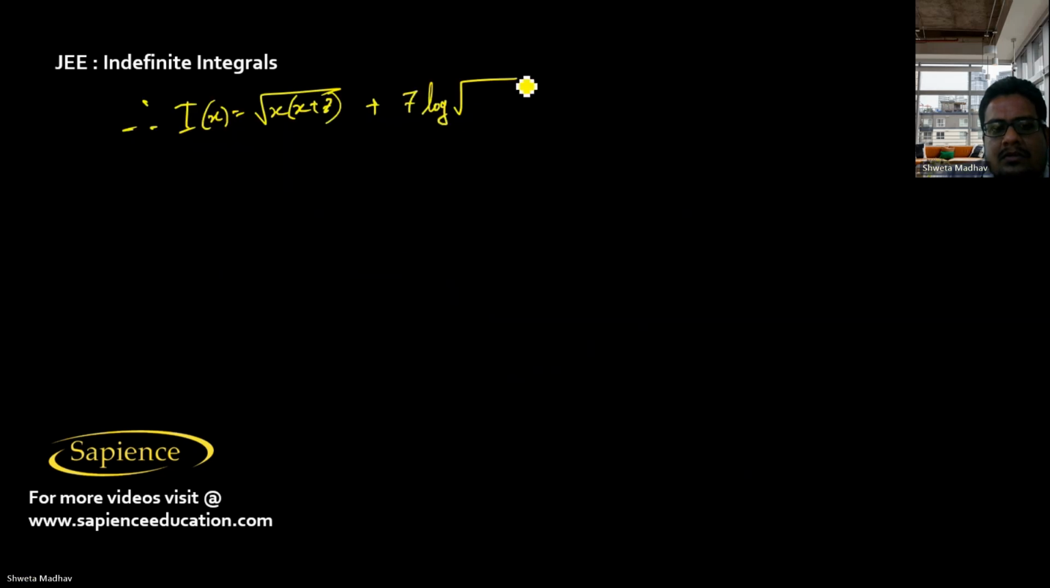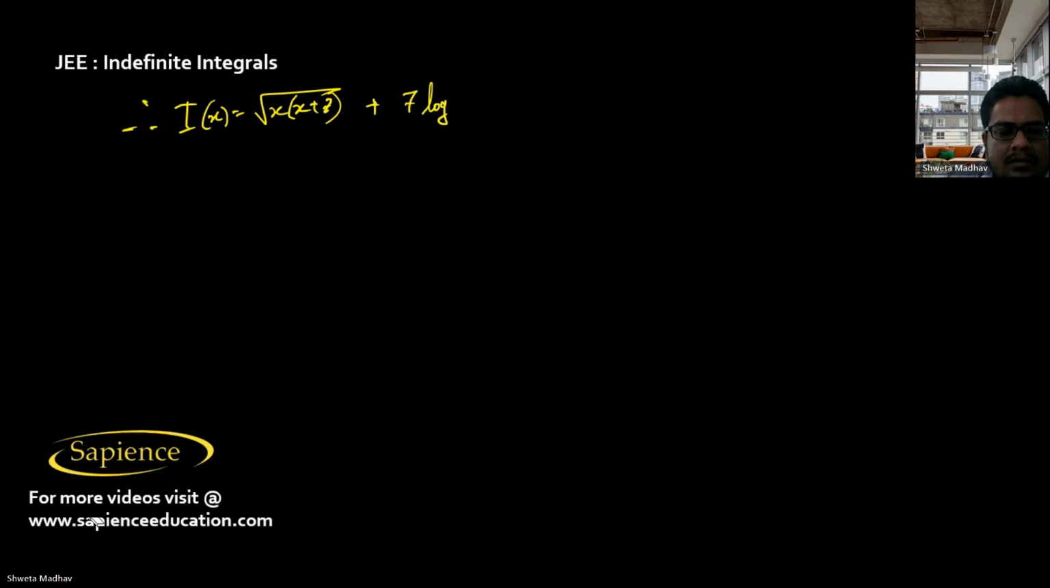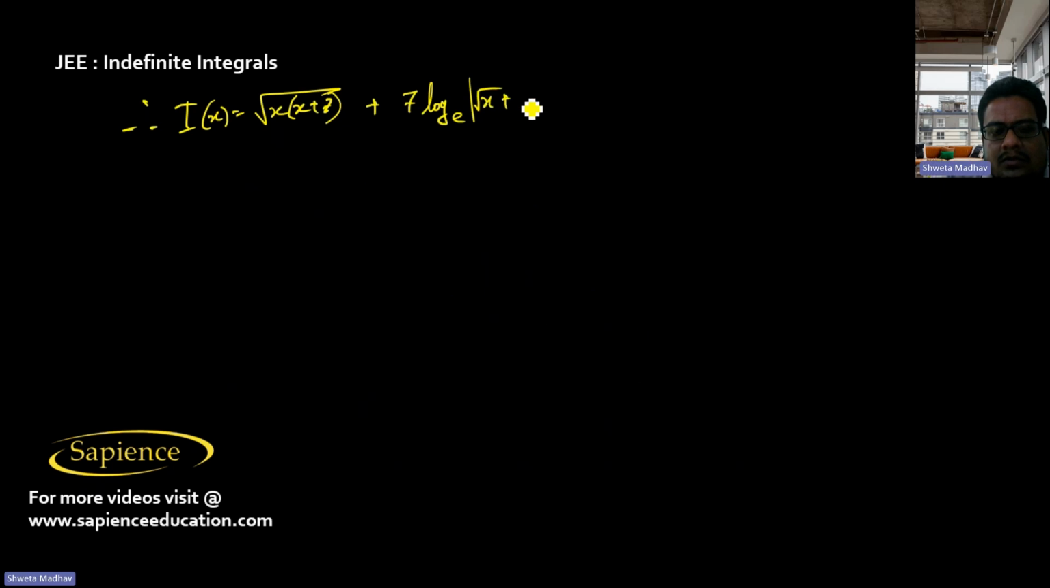So now therefore I of x will obviously be equal to root over x into root over x plus 7, plus 7 log base e mod of root x plus root over x plus 7. No, c is 0, so we don't have to write it.